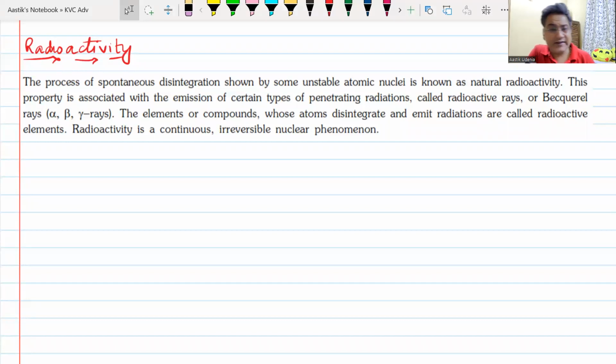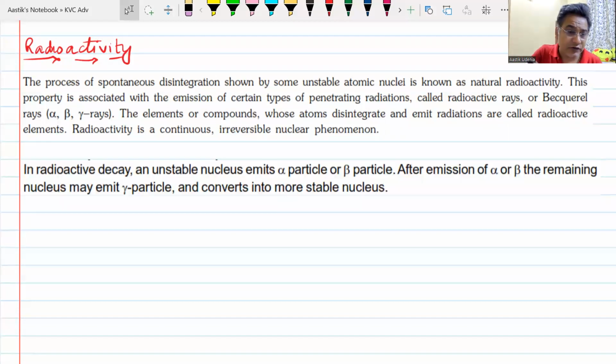Then we come to the next heading, and the next heading is radioactivity. What do we understand by radioactivity? We have seen that when the mass number is very low, the nucleus is very unstable, but when the mass number is high, the nucleus is also unstable. If you have an unstable nucleus, it will always try to get to the state of a stable nucleus.